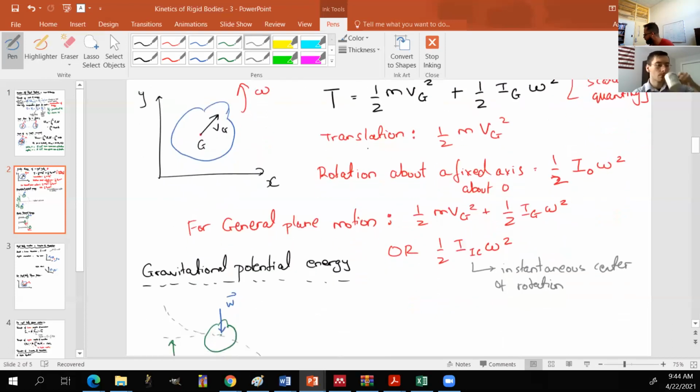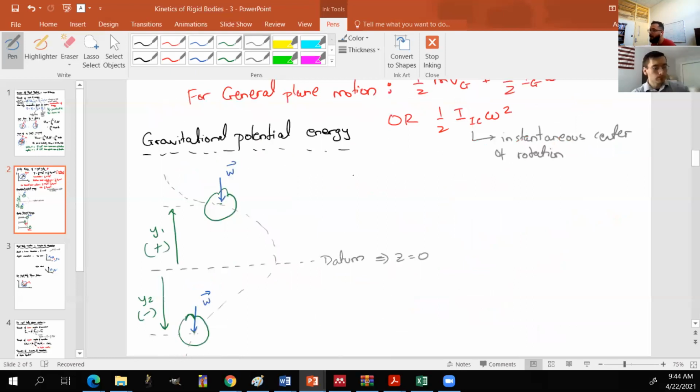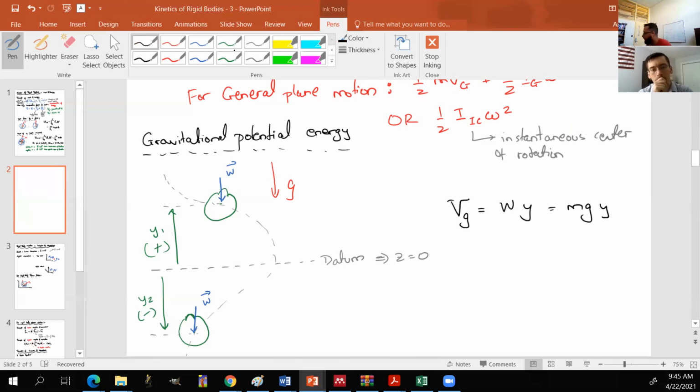Gravitational potential energy is the same thing as you have for particle motion. You have gravity, which is acting downwards. You have to select a datum. If you go above the datum, your energy is going to be positive, and if you go below the datum, your energy is going to be negative. So the expression is exactly the same. It's just equal to the weight times whatever the height is. So you could also say that this is equal to mgy, and this is positive if it's above the datum, and it's negative if it's below your datum.